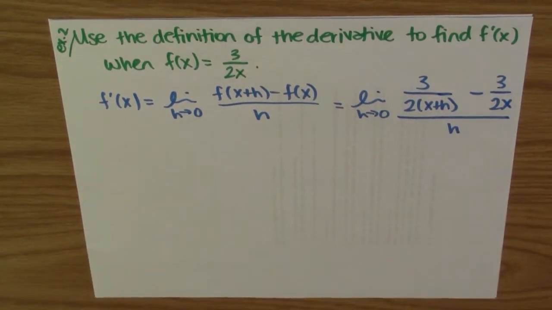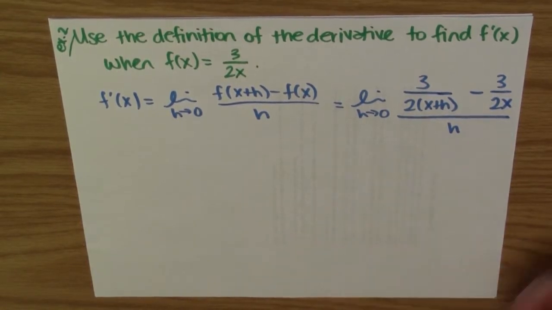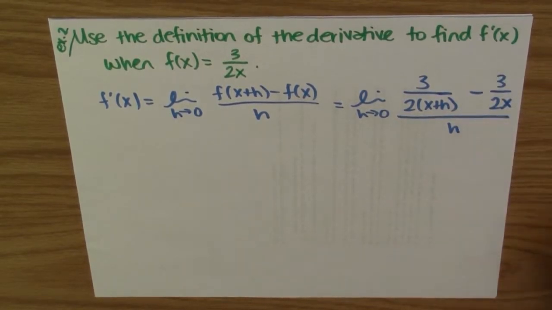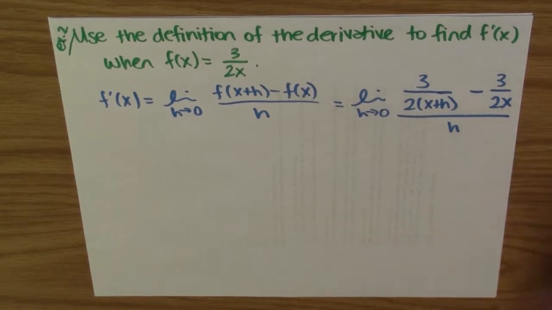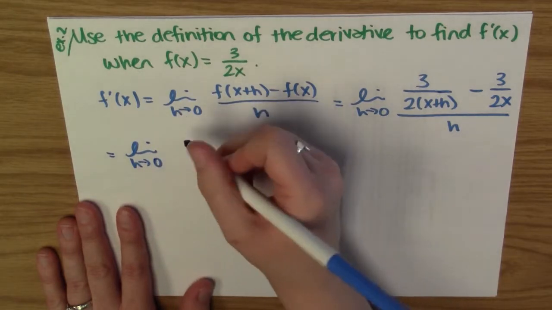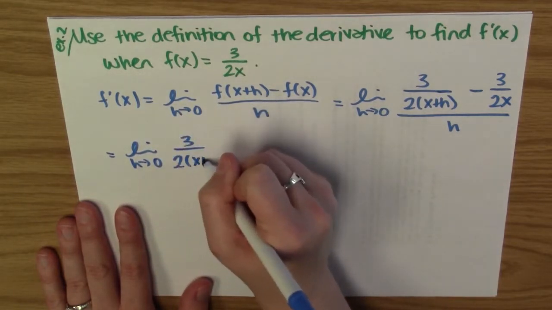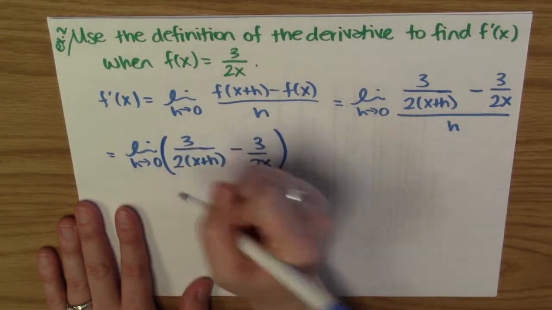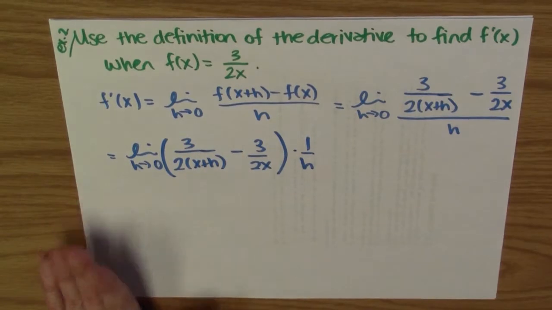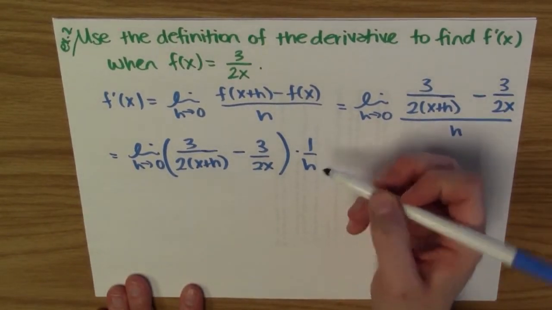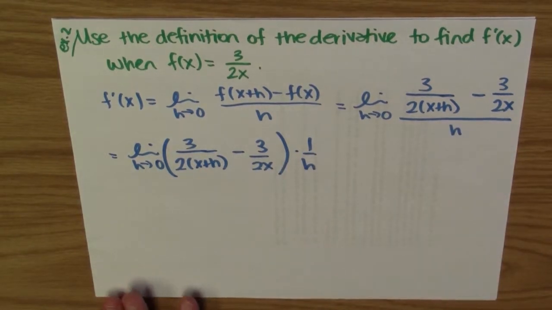Okay, so the next thing that I want to do is make this a little bit easier to write down. We remember that if I have something on the top and something on the bottom, I can write this as the top thing times 1 over the denominator. So I rewrite this as the limit as h approaches 0 of 3 over 2 times x plus h minus 3 over 2x, and this is all being multiplied by 1 over h. So this is the numerator, and this is the denominator. So I put 1 over the denominator, and I can multiply these two things together.